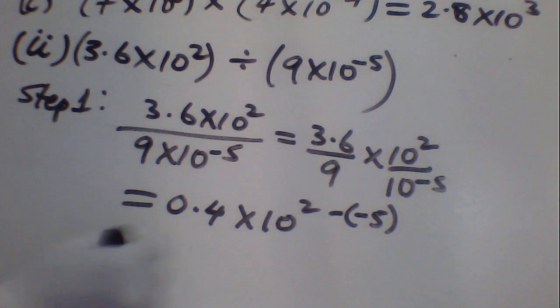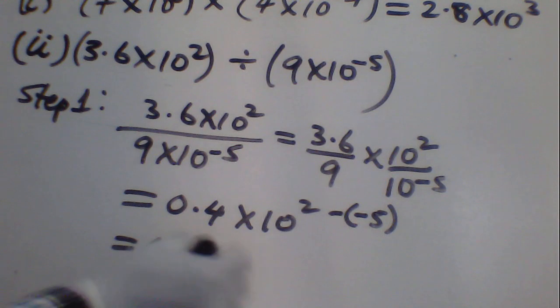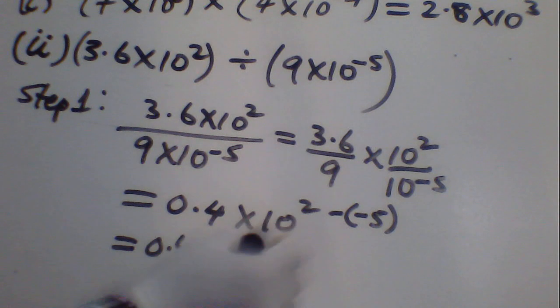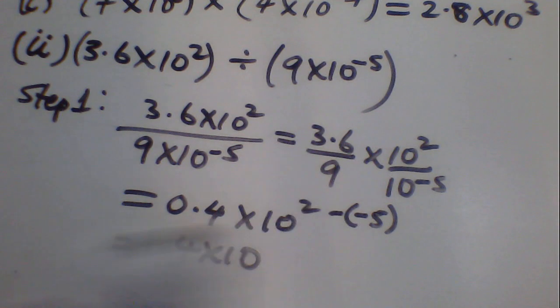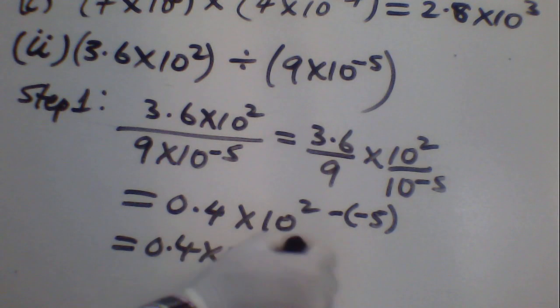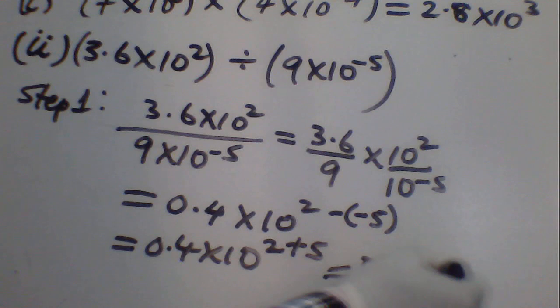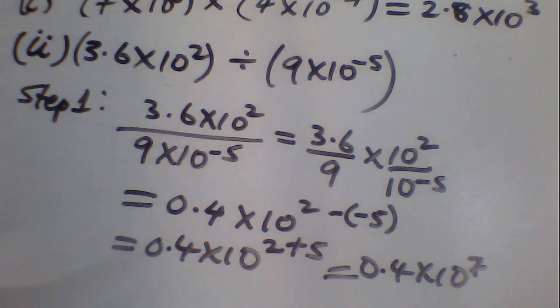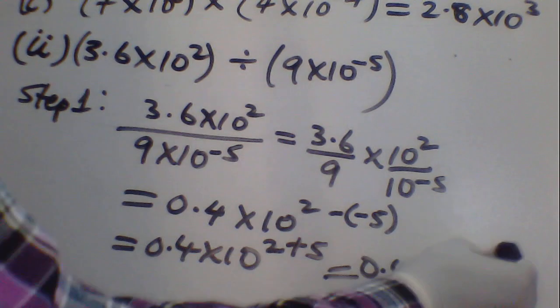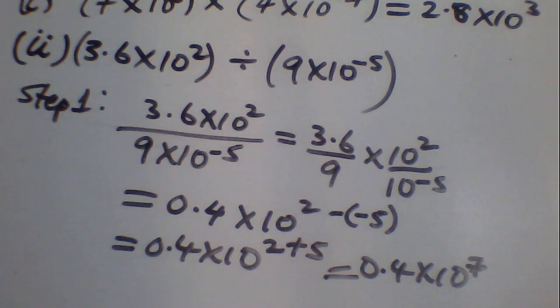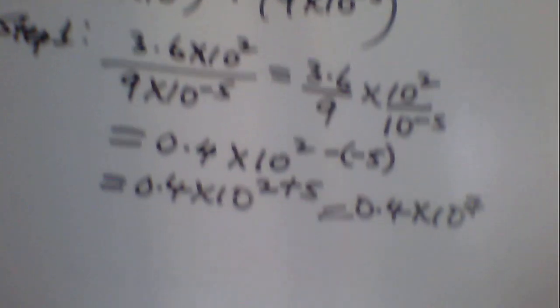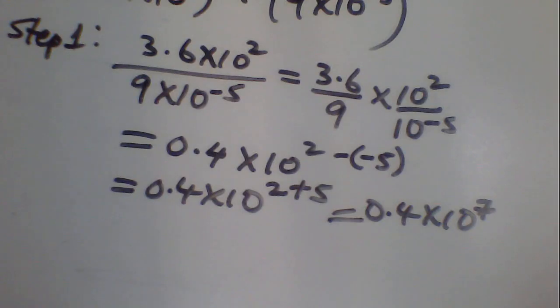So in this case you have 0.4 times 10 raised to power, if you open bracket, minus minus will give us plus. So you have 2 plus 5, and that gives us 0.4 times 10 raised to power 7. 0.4 times 10 to the power of 7. You still have to simplify this, so let us simplify it and write it in standard form.